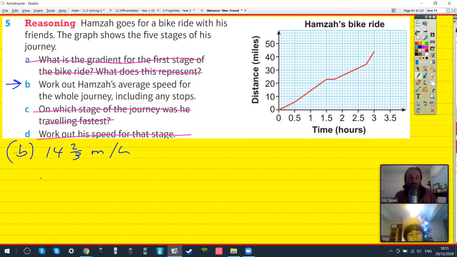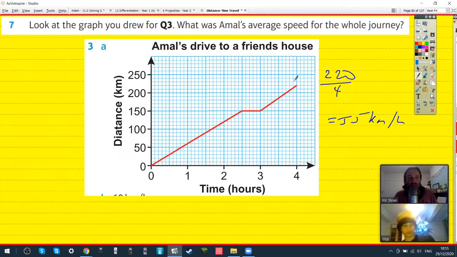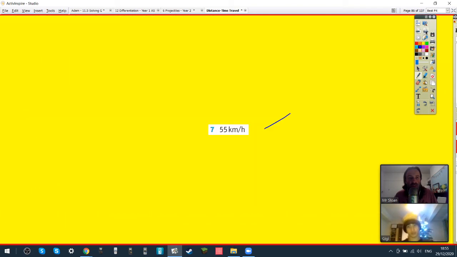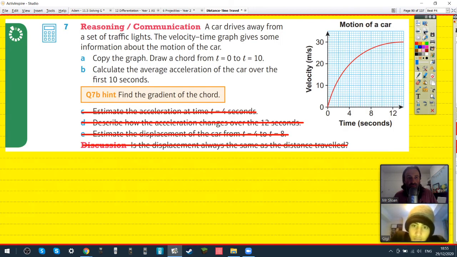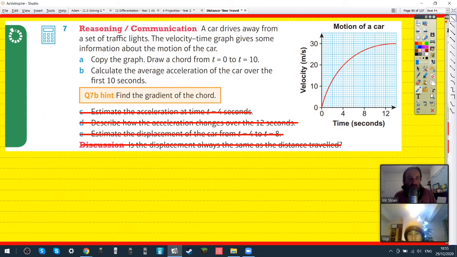That's for these kind of straight line graphs, just the average speed for the whole journey. If you want the average speed between two times on a curved graph, instead of getting the gradient of a tangent at a single point, you get the gradient of the chord between those two. So any idea how we would do these? Will it be from 0 to 10?